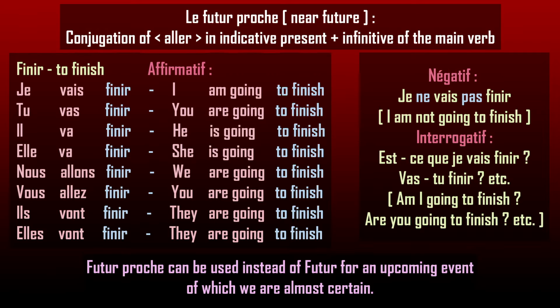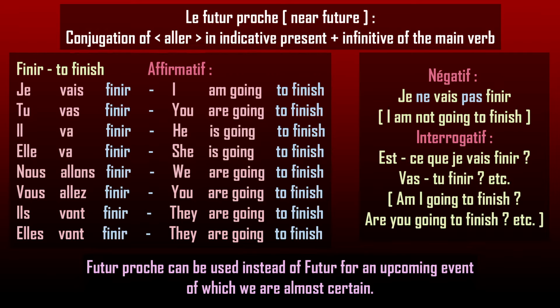How do you make it into negative? Add ne and pas. Ne is added after the subject. Pas is added after the conjugation of aller. So you get je ne vais pas finir. I am not going to finish. Tu ne vas pas finir. You are not going to finish, etc.